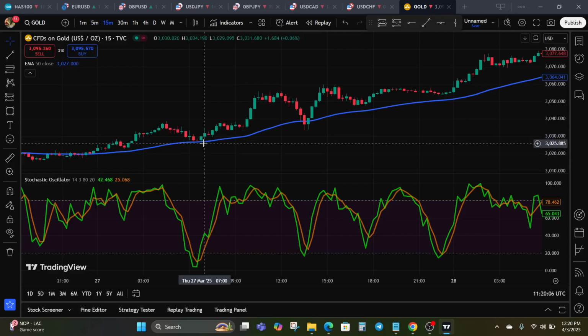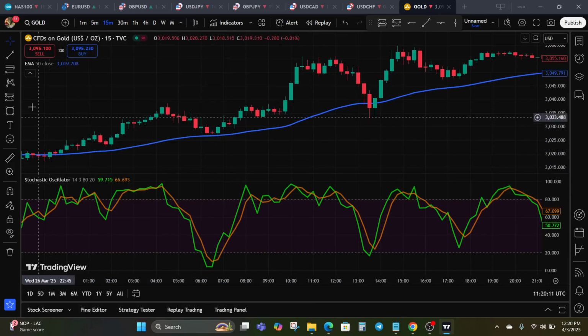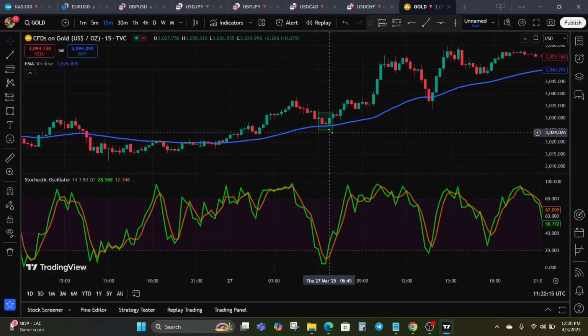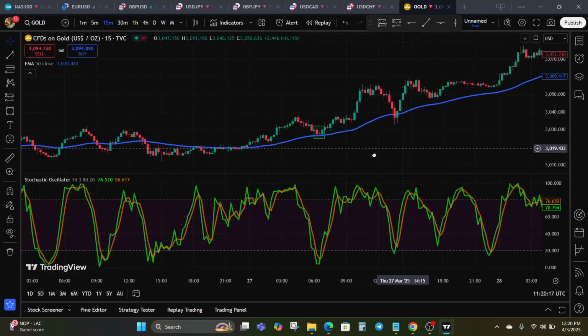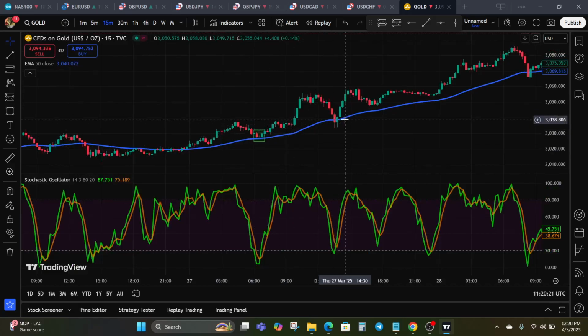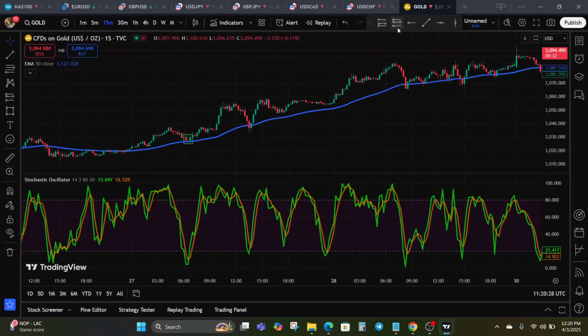Then the next thing for you to do is watch out for a bullish candlestick pattern. You can see that we had a morning star around here. So this confirms the buy. The conditions are: price must be above the 50 EMA, stochastic must be in oversold and crossing upwards, and then a bullish candlestick pattern must form. Those are the conditions. So now we can enter our buy trade.